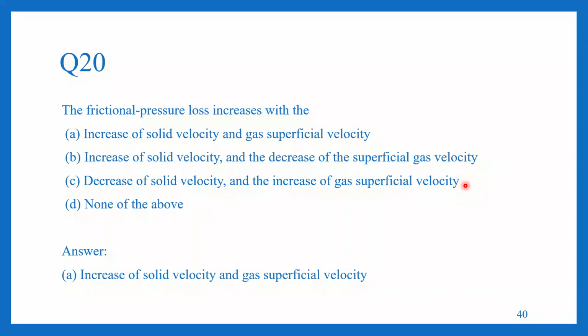So, the frictional pressure loss is affected in this way: when both solids velocity and gas superficial velocity increase, the interaction between the solids and the gas would be much more. So in that case, the frictional pressure loss would be more. On the other hand, if either one of them is very low, the frictional pressure loss would be very low compared to the case where both of them were higher. The interaction between them would be very low, so the frictional pressure loss in turn would be very low. So frictional pressure loss increases when both the solids velocity and the gas superficial velocity increase. So the answer to this question is option A, increase of solids velocity and gas superficial velocity. Frictional pressure loss increases with increase of both.